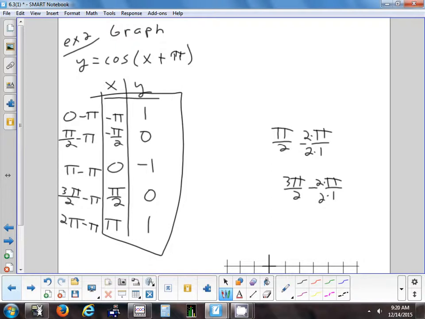And if you wrote everything with a denominator of 2, you'd see a nice pattern here. That's negative 2 pi over 2, negative 1 pi over 2, 0 pi over 2, 1 pi over 2, 2 pi over 2, and we could keep going: 3 pi over 2, 4 pi over 2, 5 pi over 2. So, any questions on the table?